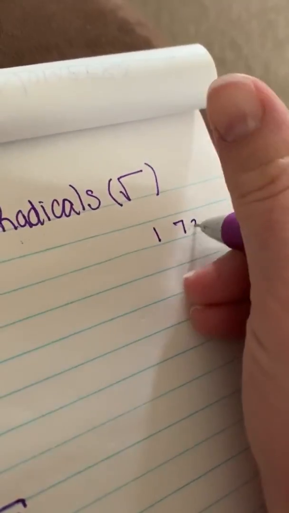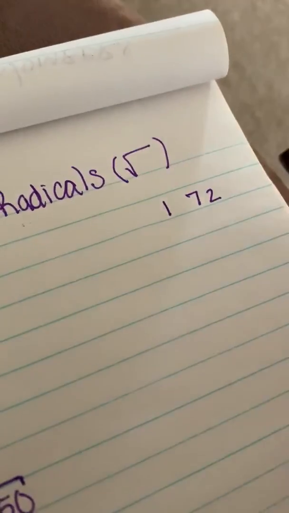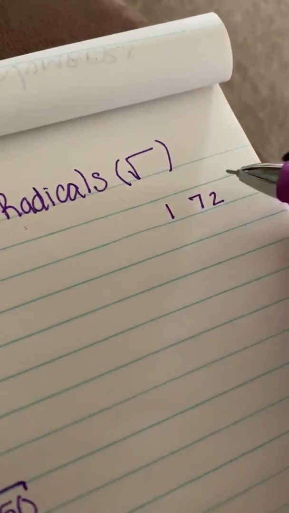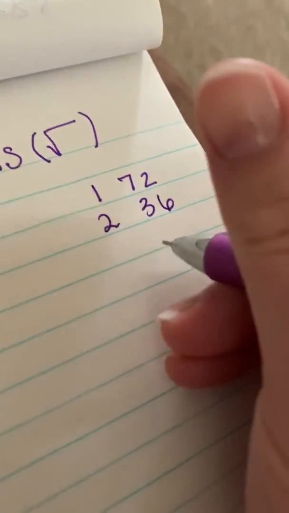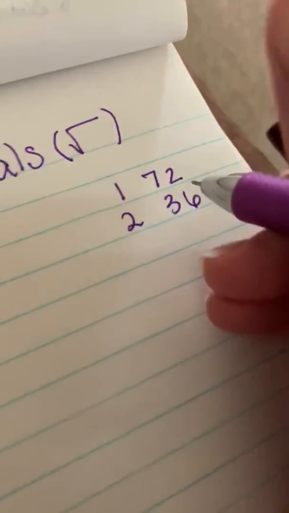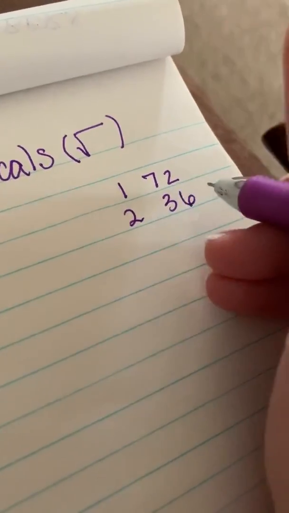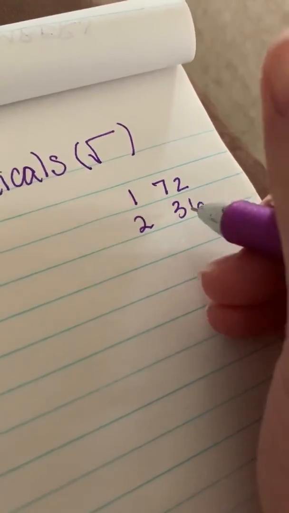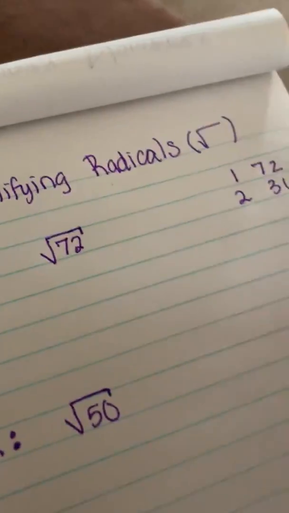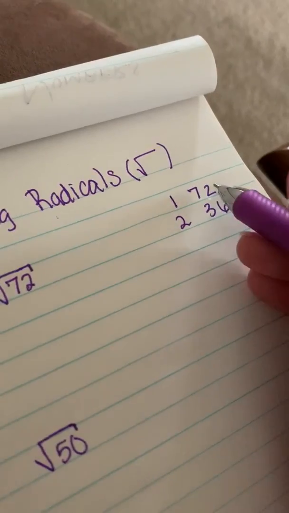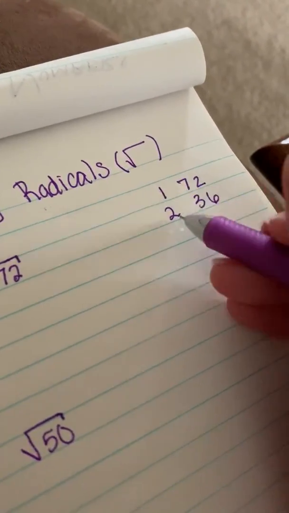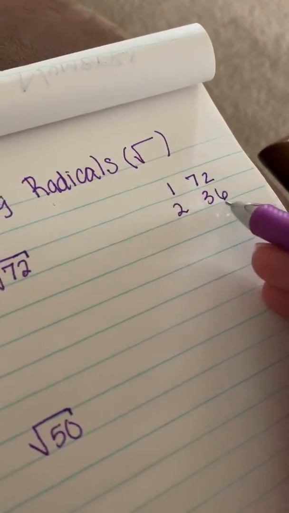So let's just make a list of factors. We have 1 and 72. We already talked how 72 is not a perfect square. 1 is, but that's not really going to help me simplify this. All right, 2 times 36. Oh, 36 is a perfect square. 6 times 6 is 36. So let's go ahead and rewrite that. That's a pretty big number. There's probably, well, considering that 72 is not a perfect square, that's going to be our biggest perfect square.